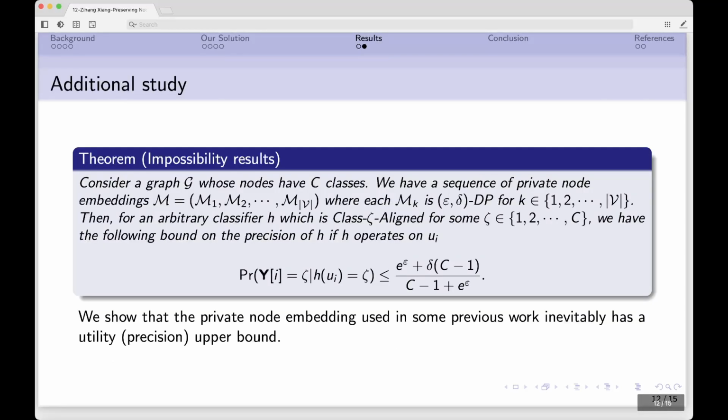In addition to our node-level differentially private solution, we also provide a negative result for the private node embedding approach that was adopted by previous work for achieving node-level privacy. In this case study, we show that, just as the theorem says, the private embedding approach has intrinsic utility barriers. Specifically, the classification precision has an upper bound that is related to the privacy budget. I find this very interesting, so please refer to our paper for details on this case study.